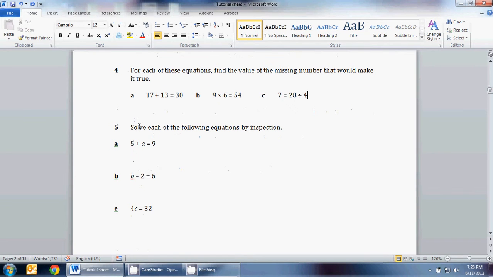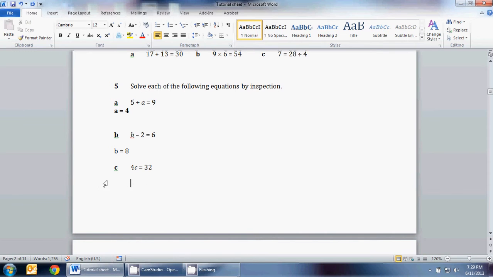If we come down to the next one, solve each of the following equations by inspection, it's exactly the same thing, except they've replaced the line with a pronumeral. So for our working out here, all we need is A: 5 plus something equals 9. A is going to equal 4. Okay, the next one, B. B is going to equal something here. B minus 2 equals 6. So what number, when you take away 2, equals 6? 8. Okay. 4 times C, okay, because that's what 4C is.